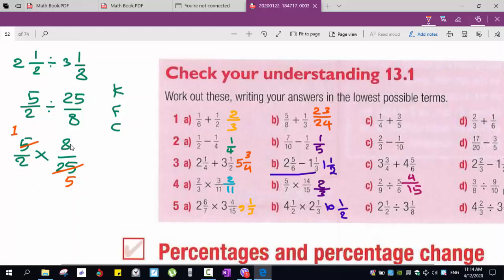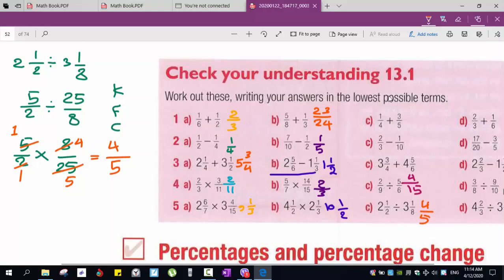8 and 2, they are both divisible by 2, it will be 4. And this will be 1 after we divide it by 2. Now, 4 times 1 is 4. And 1 times 5 is 5. 4 over 5 is the final answer here. It's okay if you get a proper fraction from the division or multiplication of two improper fractions. It's fine. So this is 4 over 5.